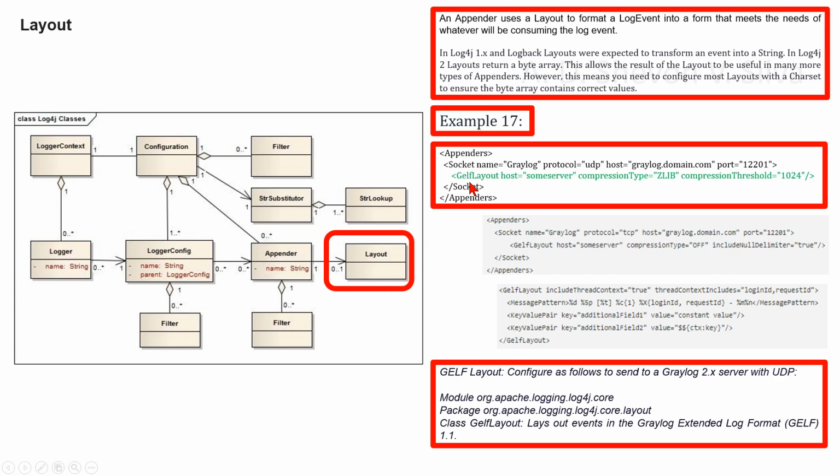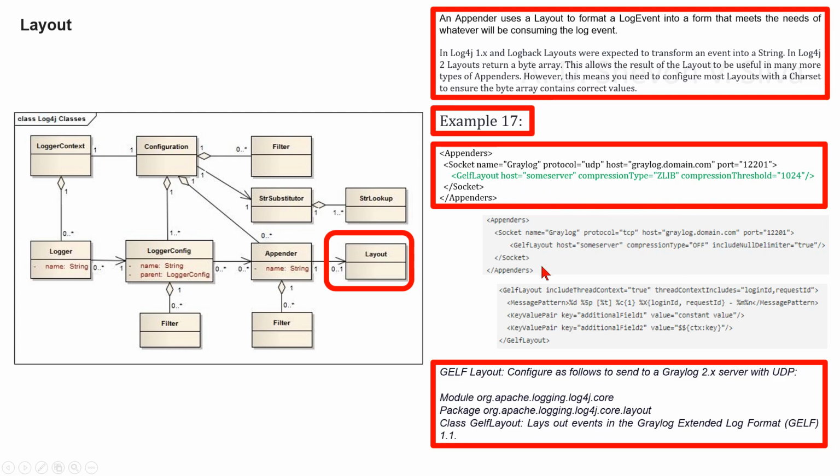This layout compresses JSON to GZIP or ZLIB compression type if the log event data is larger than 1024 bytes, the compression threshold. This layout does not implement chunking. Configuration is as follows to send to a Graylog 2.x server with UDP.